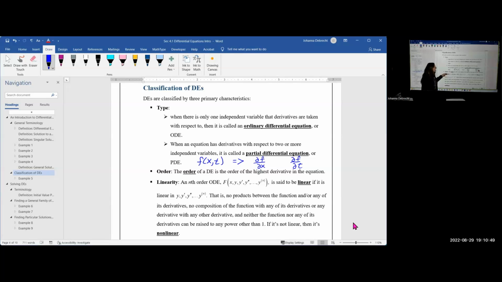All right, what about order? Order tends to be pretty straightforward. The order of a differential equation is the order of the highest derivative in the equation. Now, the one that we looked at with 3 different solutions, the highest derivative was the second derivative, so we would call it a second order linear differential equation. And now we get to linearity. This is where students have the most trouble detecting when something's linear and when it's not.